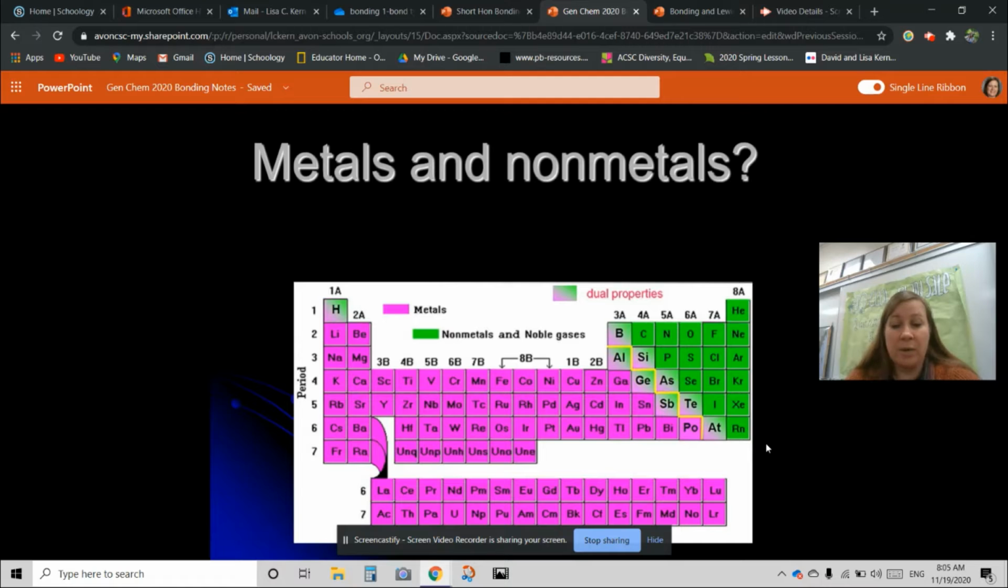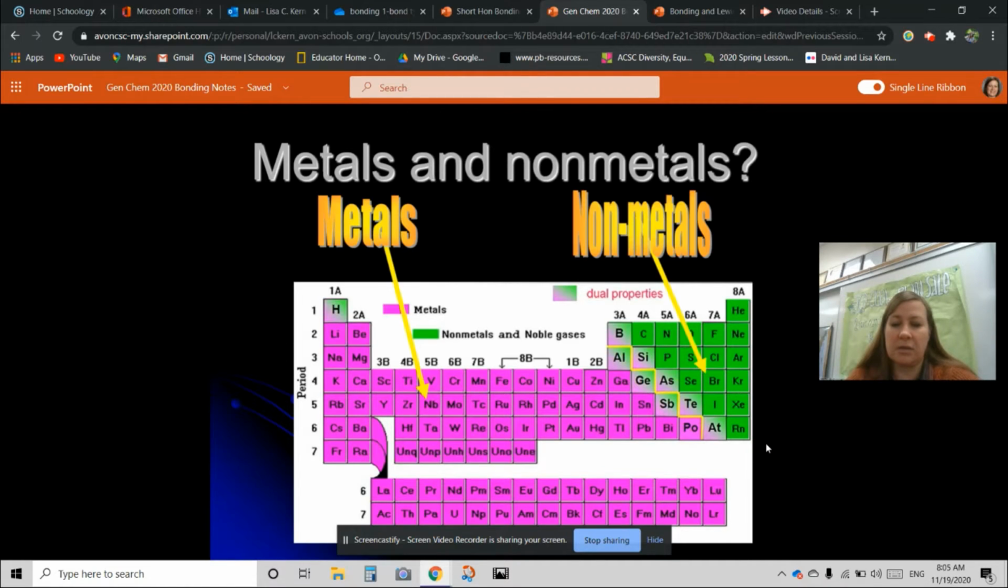So again, where are the metals and where are the nonmetals? Well, the things in pink here are metals. The things in green here are nonmetals. And if you look, you can see here the staircase. We will consider that staircase to be a solid, hard line. So everything to the left of it is a metal. Everything to the right is a nonmetal as far as bonding goes.